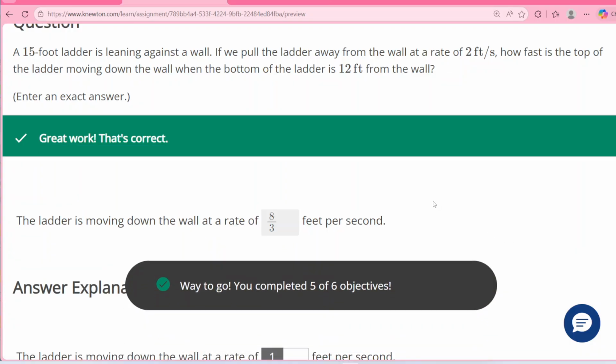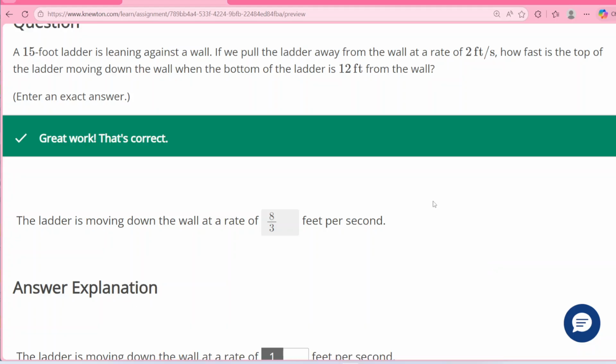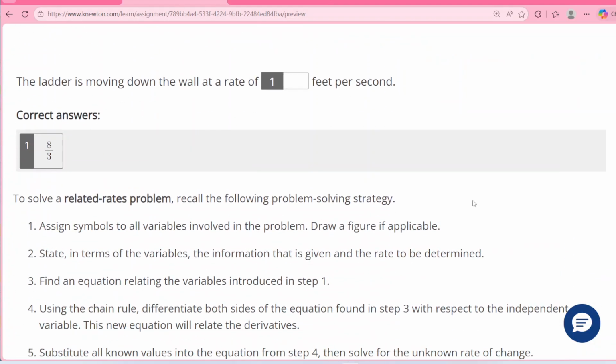Right. So again, a lot of similar problems here, just changing the numbers up. So if you went over my ladder problem earlier, it's very similar. You're just replacing new numbers.